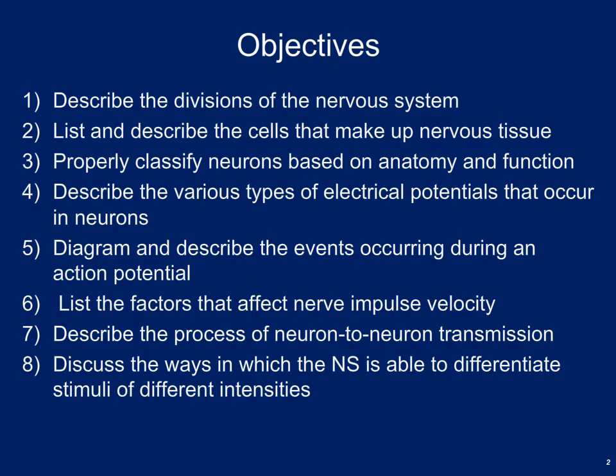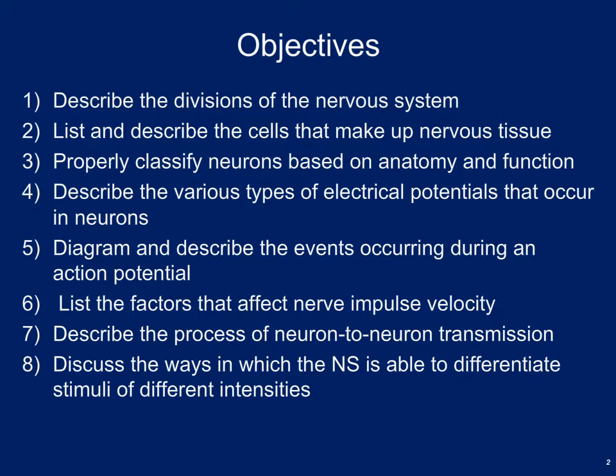After you complete today's lecture, you should be able to describe the divisions of the nervous system, that is the CNS and the PNS. You should be able to list and describe the cells that make up nervous tissue. You should be able to properly classify neurons based on their anatomy and also their function, and describe the various types of electrical potentials that occur in neurons. These include things like action potentials and graded potentials.